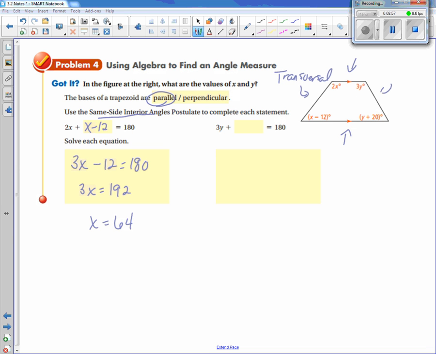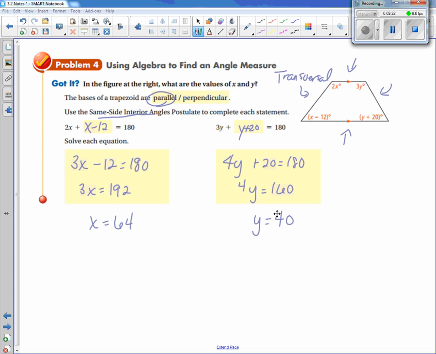Okay? Then on this other side, I can do the same thing. These are also going to be same side, right? So 3y plus y plus 20 equals 180, which gives me 4y plus 20 equals 180. If I subtract 20, I'll get 4y equals what? 160. Divide by 4, and y will equal what? 40. Yeah?